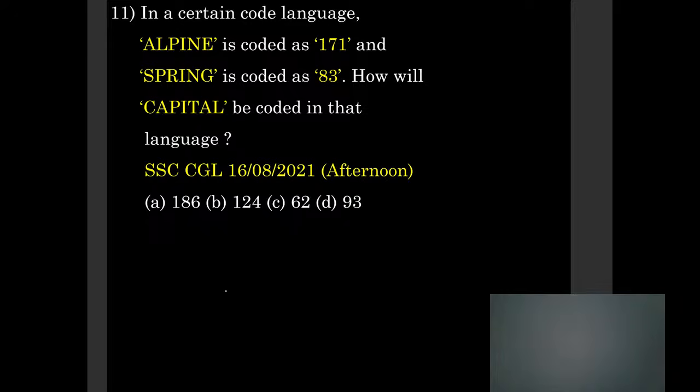Okay, we have one last question. Alpine is coded as 171, Spring is coded as 83, Capital is coded as what? This is the last question for today.